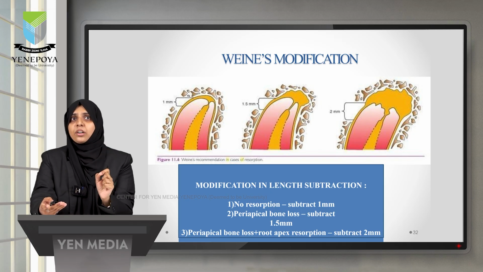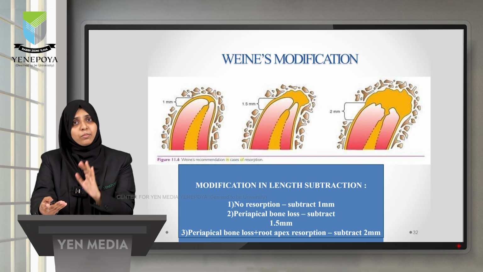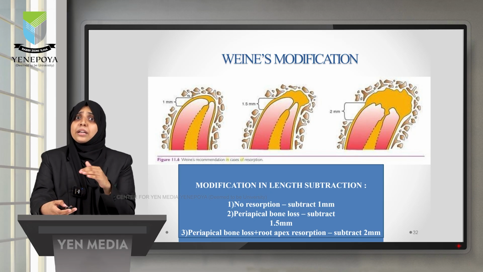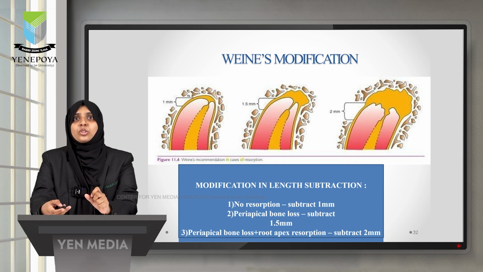Then if there is any periapical bone loss, we have to subtract 1.5 millimeters, and if there is periapical bone loss plus root apical resorption, then we have to go for 2 millimeter subtraction.